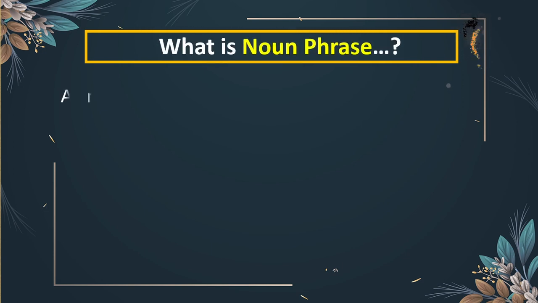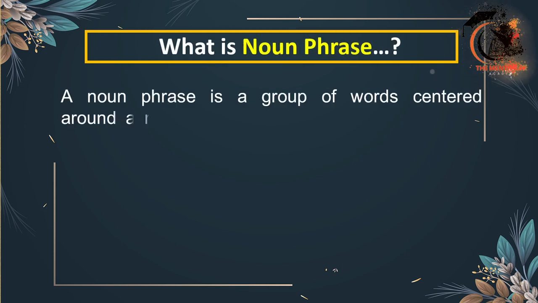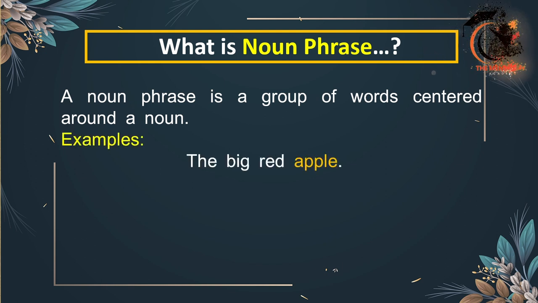A noun phrase is a group of words centered around a noun. For example, the big red apple. Now in this case, the noun apple is surrounded by these words, and this whole phrase is called a noun phrase.